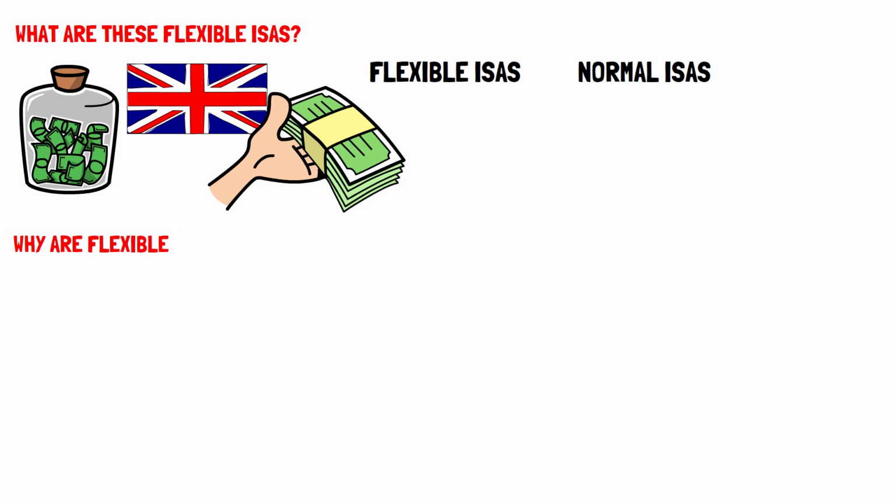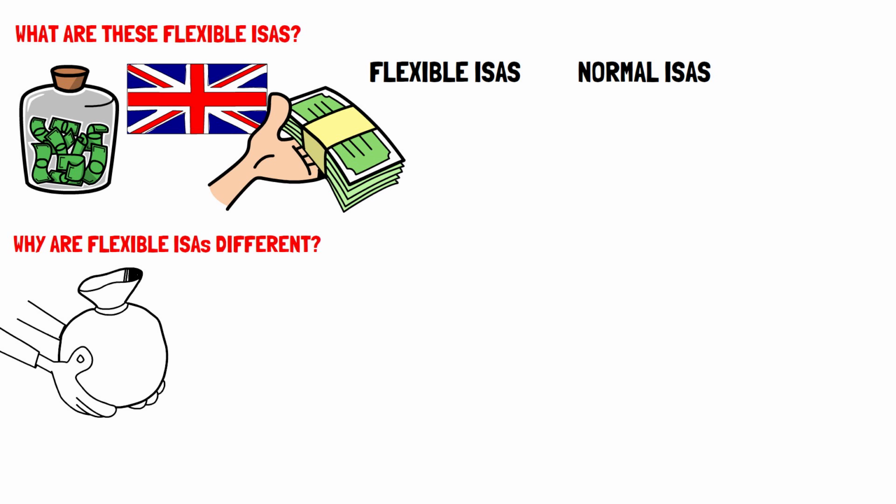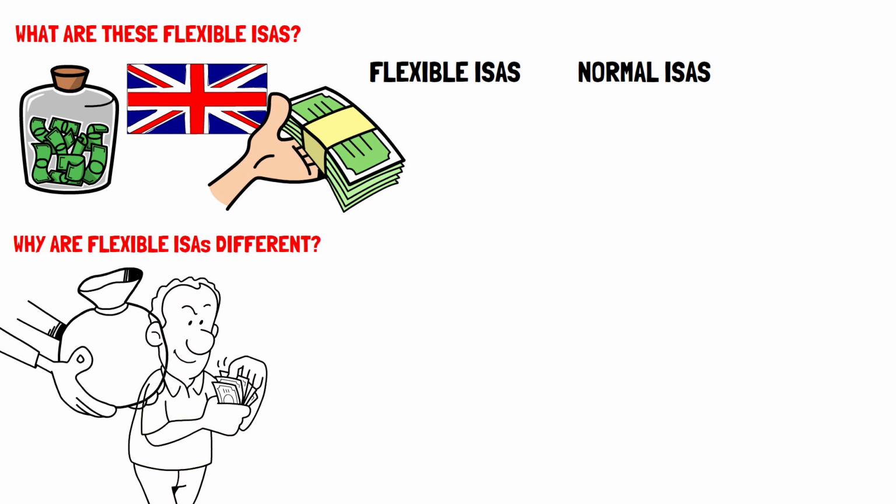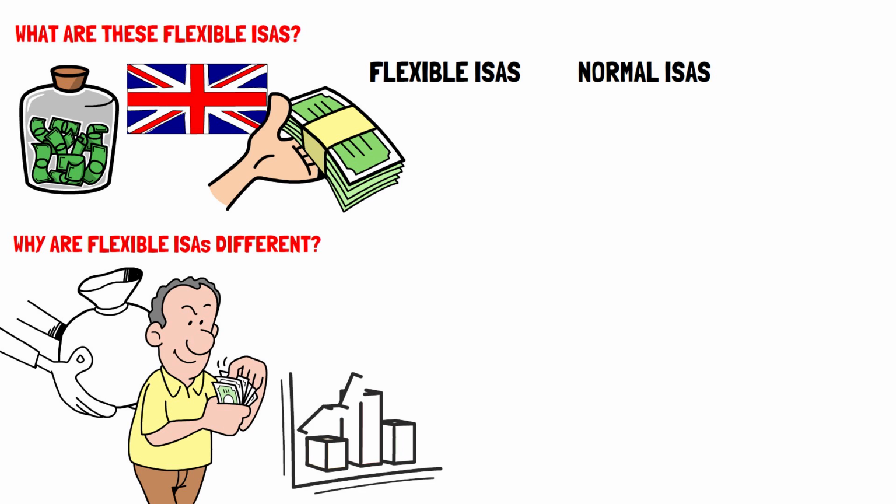Why are flexible ISAs different? Flexible ISAs are a variant of the traditional ISA that introduce the ability to withdraw funds and subsequently replace them within the same tax year without impacting the annual contribution limit. This flexibility is particularly relevant for those who may need to access their savings temporarily but still want to maximize their tax-efficient savings. How do flexible ISAs work?